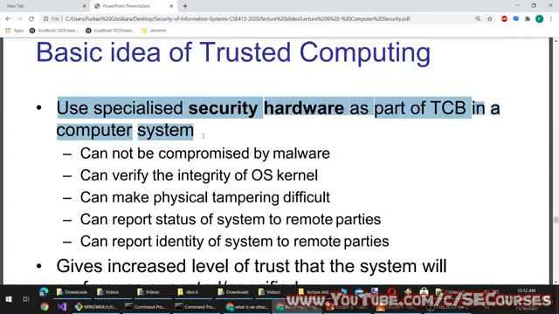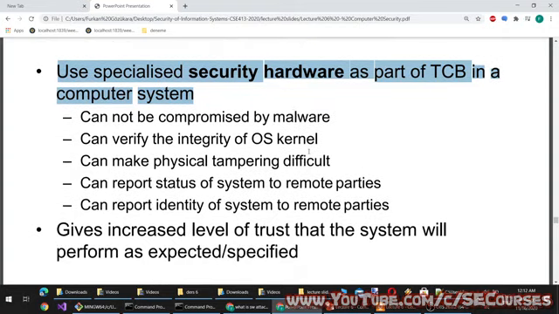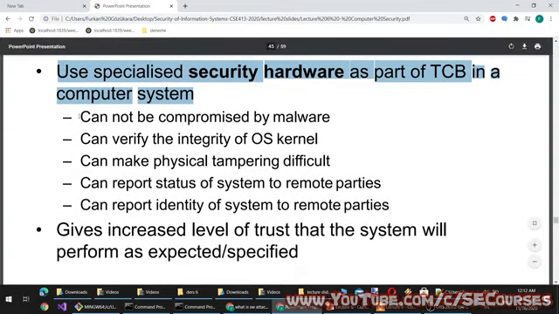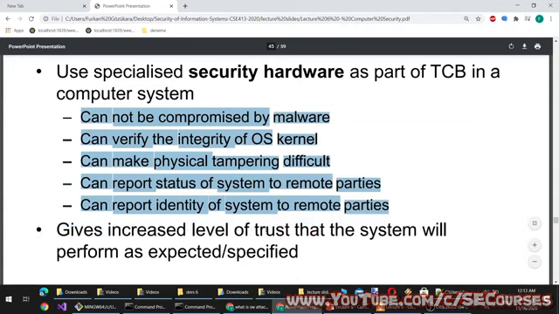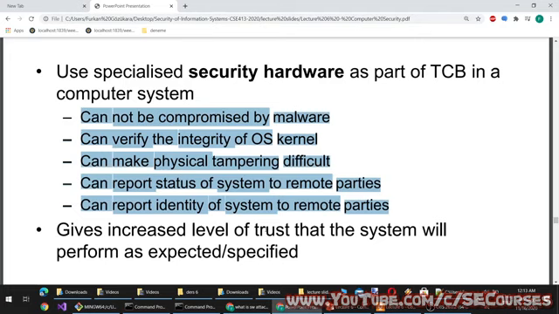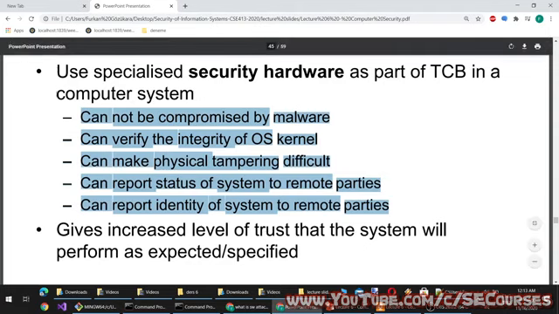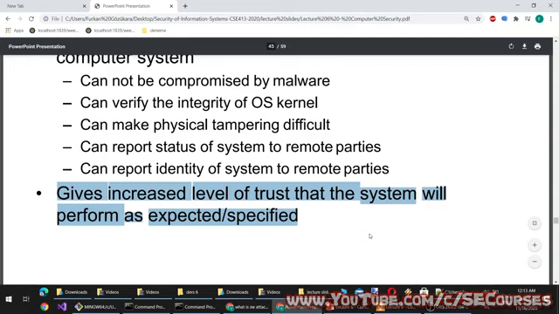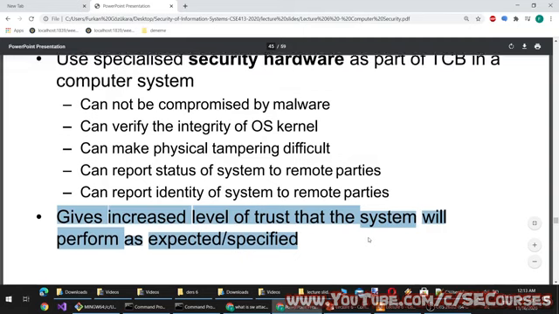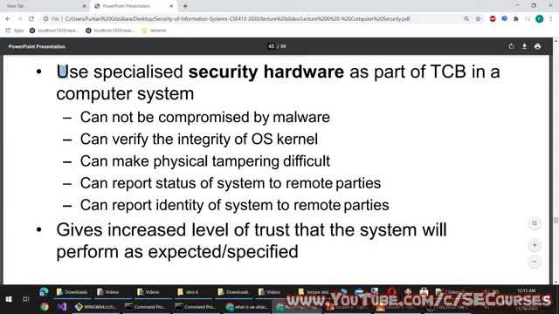Basic idea of trusted computing. Use specialized security hardware as part of the TCB in a computer system. It cannot be compromised by malware, can verify the integrity of the OS kernel, can make physical tampering difficult, can report status of the system to remote parties, can report identity of the system to remote parties. Gives increased level of trust that the system will perform as expected, as specified. So you see, for trusted computing, we use specialized security hardware.